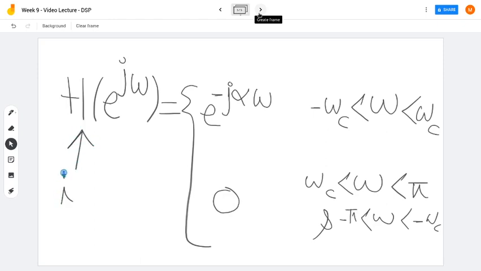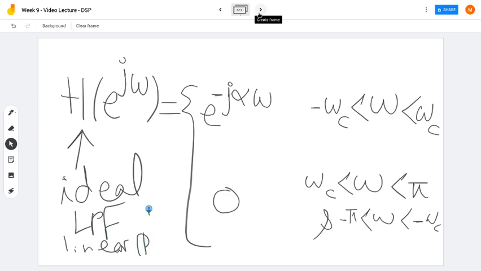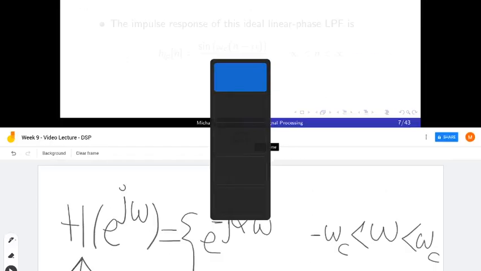So this is the frequency response of an ideal low-pass filter with linear phase. This is basically the desired frequency response. If you remember from the previous lecture, we start with a desired frequency response, and usually this desired frequency response we will not be able to achieve, so we try to find an actual impulse response that will be approximating this desired frequency response. Okay, so let's go back to our slides over here.